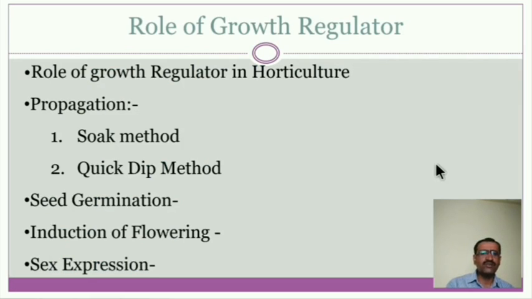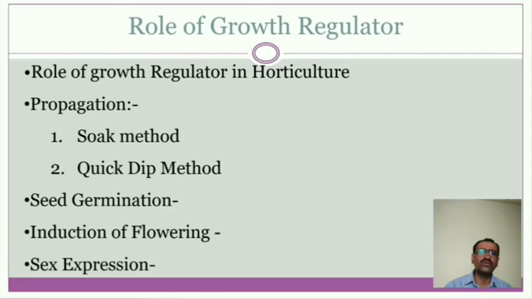Here, the first one is propagation. What is the role of growth regulators in propagation? They are applied in the form of paste and solution to propagate the plant. The concentration of the chemical varies with the plant species, the type of cutting and the method of application. Also, rooting in stem cuttings that are hard to root is important, and that is the role of the growth regulator here.